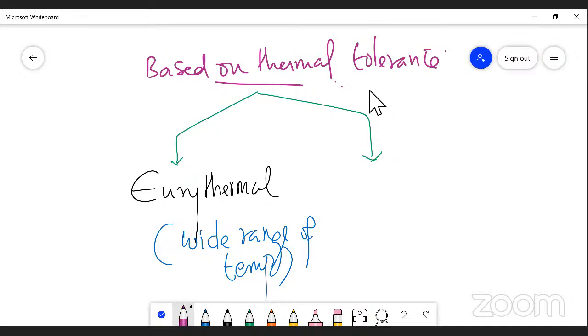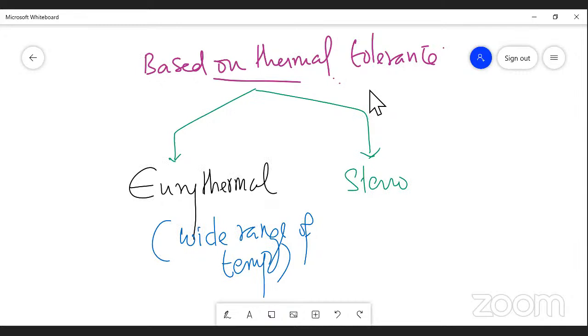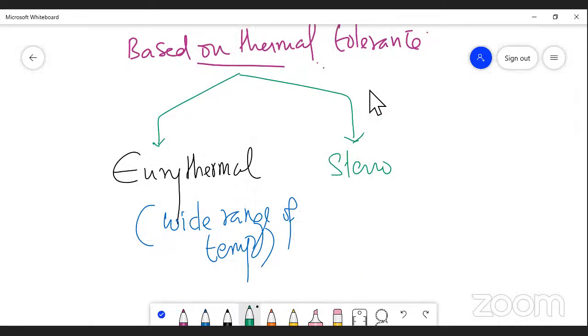Whereas stenothermal means a plant which tolerates a small range of temperature, right? A small range of temperature is stenothermal. Based on the thermal tolerance means a plant can tolerate a wide range of temperature.